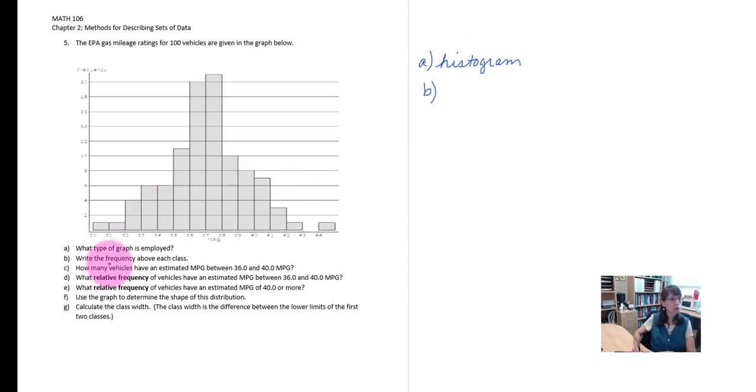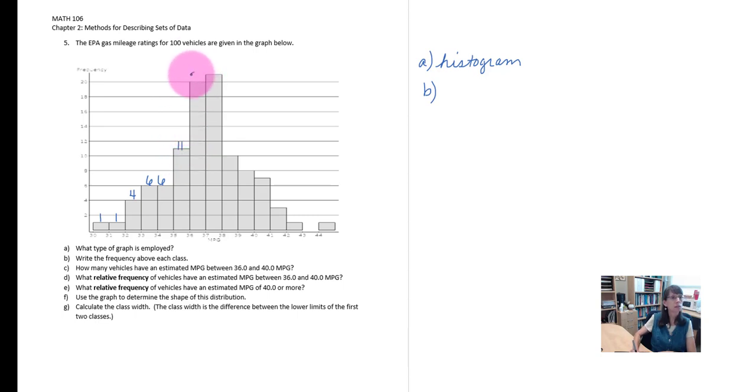For part B, we're going to write the frequency above each class. That means go back to the first bar and look at the scale here on the left, and this is frequency, as it tells us for the label. And since this bar is not quite up to the level 2, it looks about halfway, I would say it's 1. So the first two bars are a frequency of 1. The next one is 4. And then we have 2 at a frequency of 6. Again, we're halfway between 10 and 12, so that would be 11.